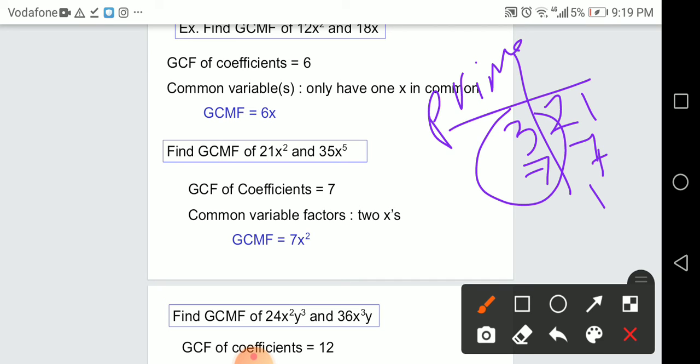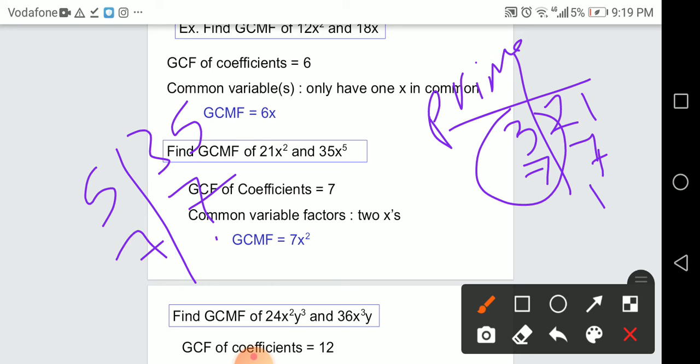And what about 35? Divided by what? Divided by 5 gives me 7. Divided by 7 gives me 1. So 5 and 7, 3 and 7. What's the greatest common factor between them? Yes, it's 7, the repeated one.